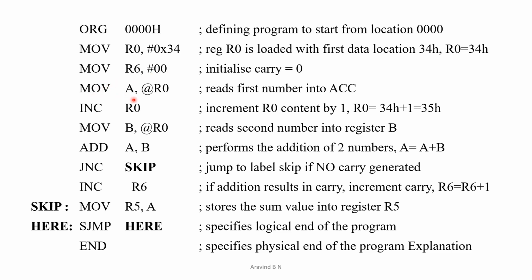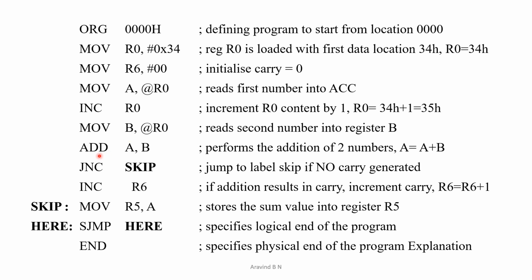Now move A comma at R0. The values to be added are now there in the memory locations 34 and 35, and from the memory location 34 we are taking the value and storing that into the accumulator. Then increment R0, we need to take the second value, therefore we are incrementing this memory pointer. Then move B comma at R0. Now R0 is pointing to the memory location 35H. The value stored in 35H will be moved to the register B.